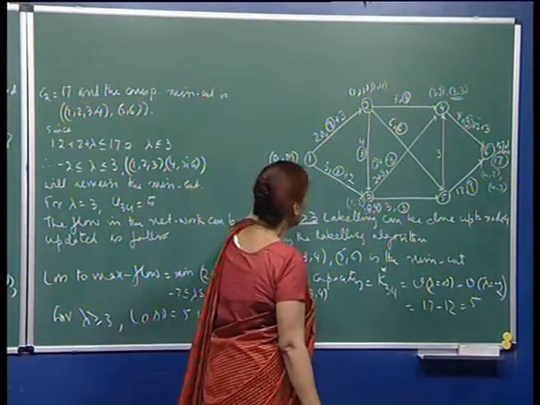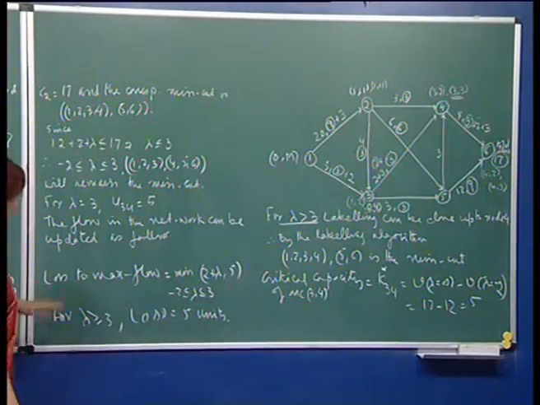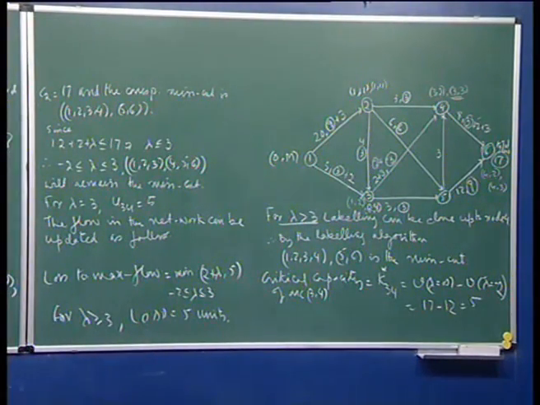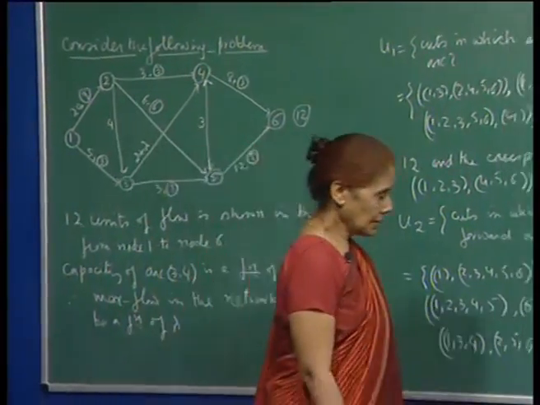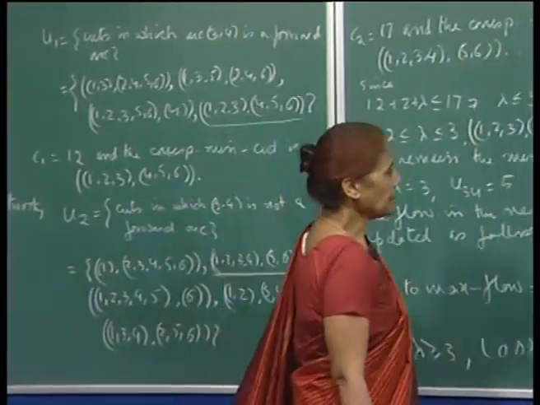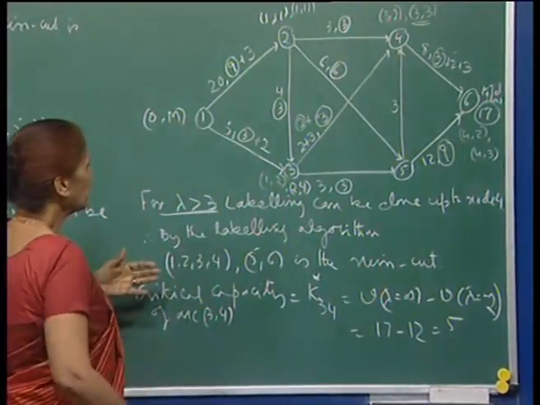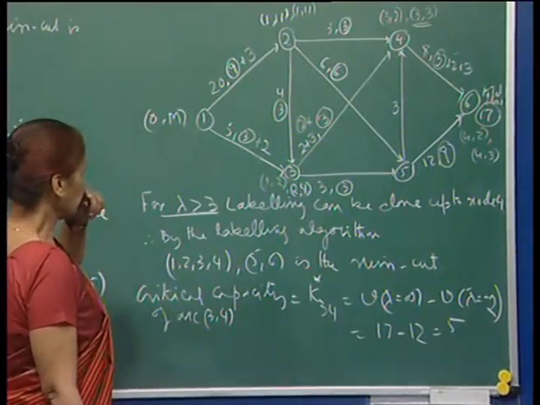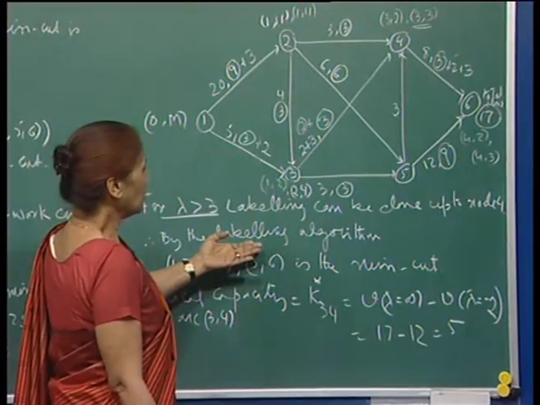So, this is the updating of the flow when the capacity of the arc 3 4, that means when lambda is 3, then the capacity of arc 3 4 is 5 units, right. And this is what we found out from here also. Now, for lambda greater than 3, if you want to label, you want to see how far your labeling algorithm will go.